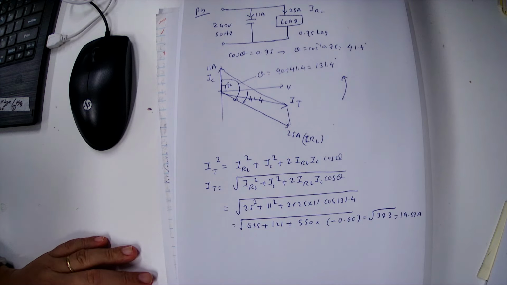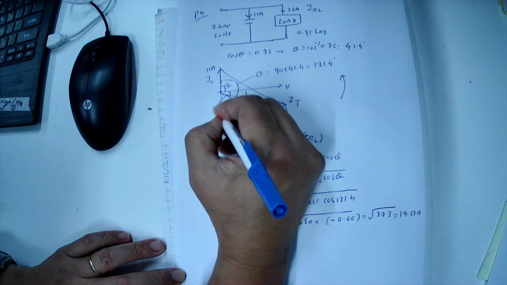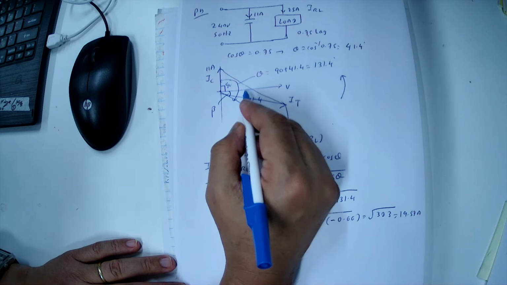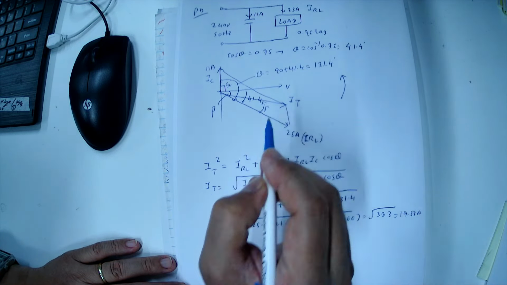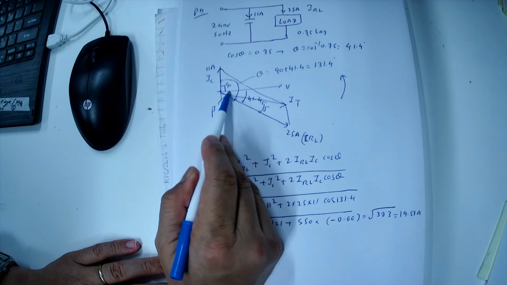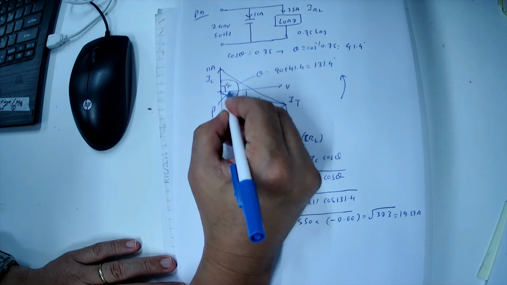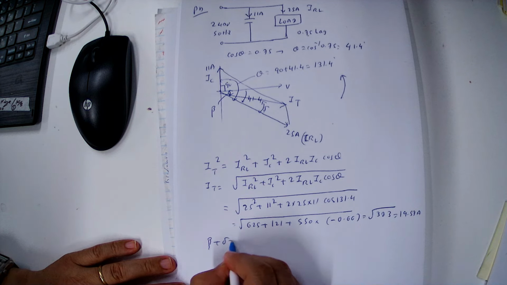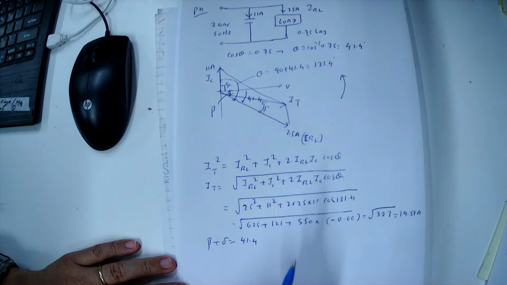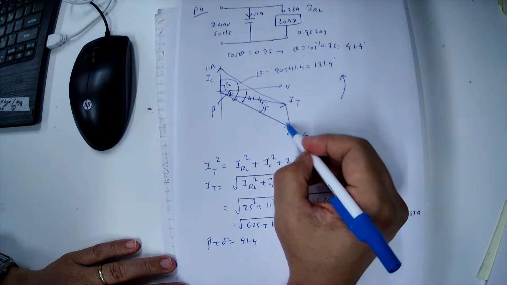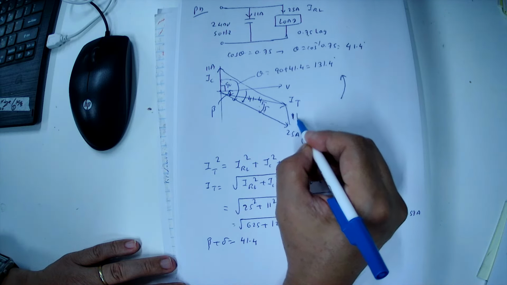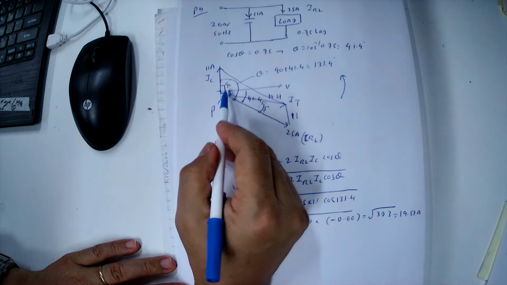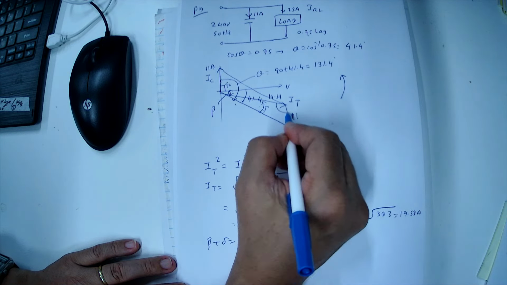Then we have to find out how much the angle is. This angle is beta, and beta needs to be found. To find beta, we need to find this angle, delta. Beta plus delta is equal to 41.4, where beta is the supply current angle. So we have to find delta. How to find delta? This magnitude is 11 ampere, and this current magnitude we now got is 19.57. This angle is 131.4.